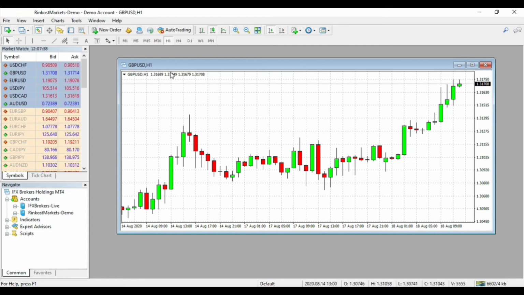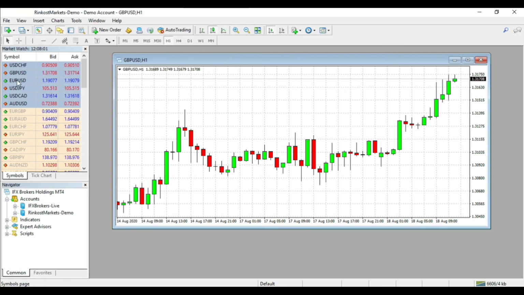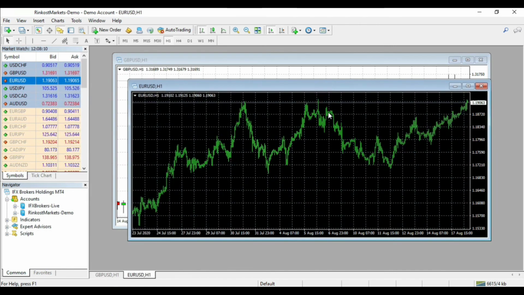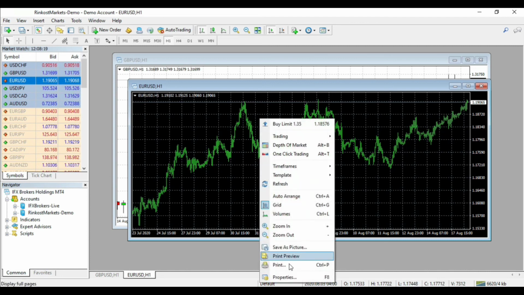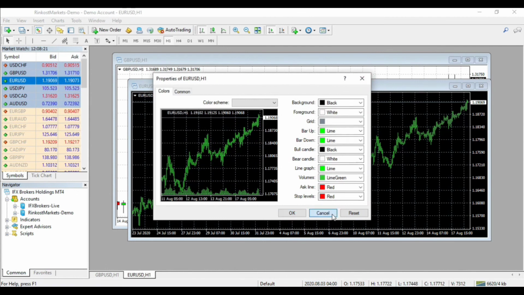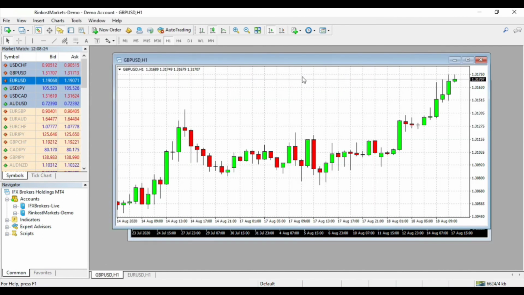Now when you add a different currency pair to the layout, let's just open the Euro USD for example, and a new chart window appears. It automatically takes you back to that initial black and green display. So without you having to follow the same steps of changing the properties every time, MetaTrader 4 allows you to create a specific template that you can use on all of the different symbols that you like to trade.